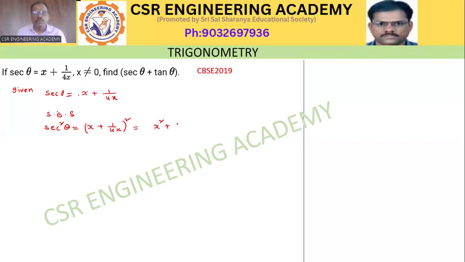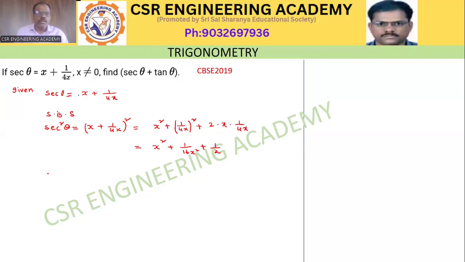That is a square, x square, plus b square, that is (1 by 4x) whole square, plus 2ab, 2 into x into 1 by 4x. This is equal to x square plus 1 by 16x square plus, x gets cancelled, 2 ones are 2, 2 twos are 4, that is 1 by 2.